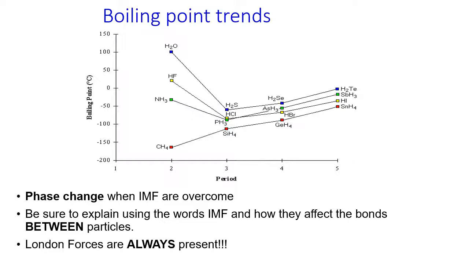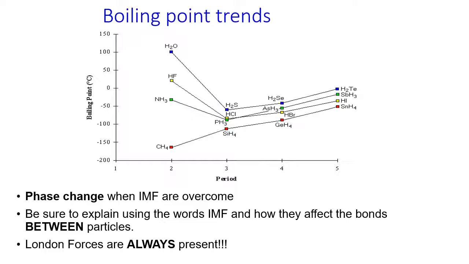And we can see this in boiling point trends in terms of the differences between the intermolecular bonding. So in phase changes, when a liquid becomes a gas or when a solid becomes a liquid, what's essentially happening is that electromagnetic forces are being overcome, especially in the transition between liquid and gas. So in answering questions, you need to be sure to explain using the words intermolecular forces and how they affect the bonds between particles. And London forces, remember, are always present.